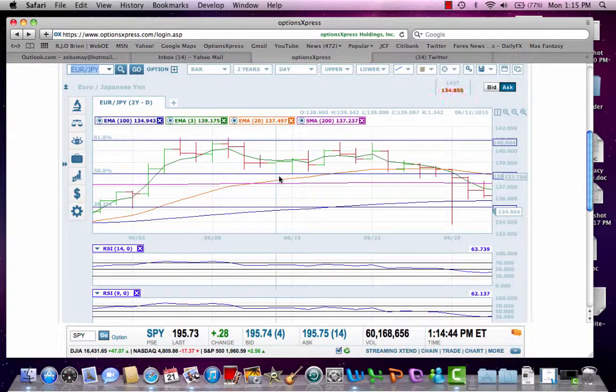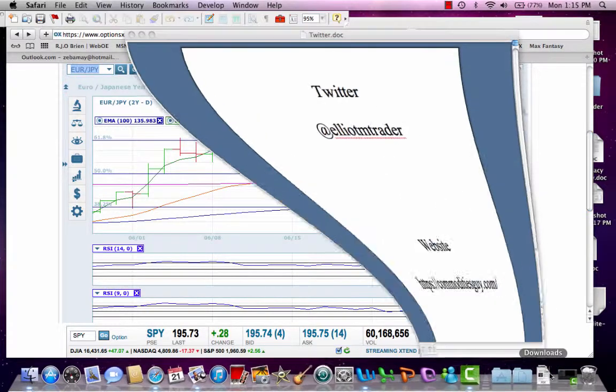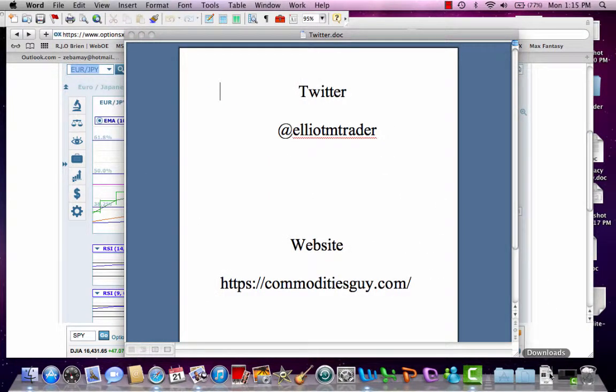I hope this shows you how to use 2 indicators and the power that 2 indicators can have if they're used simultaneously together.